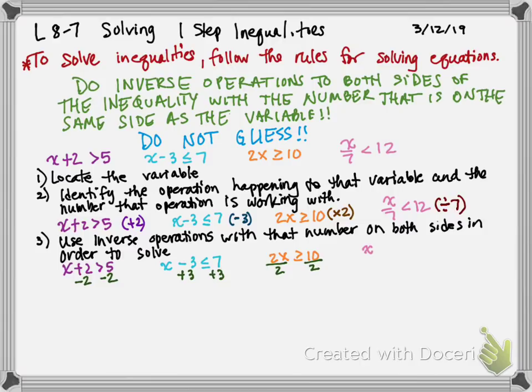And then we have x divided by 7 is less than 12, and we said the inverse of that would be multiplying by 7. And remember what we talked about? We have to show that multiplication up high so that we can cancel out the 7 divided by 7 is 1. Okay? Now, we're going to solve those, and we're going to write the answer always in this form.